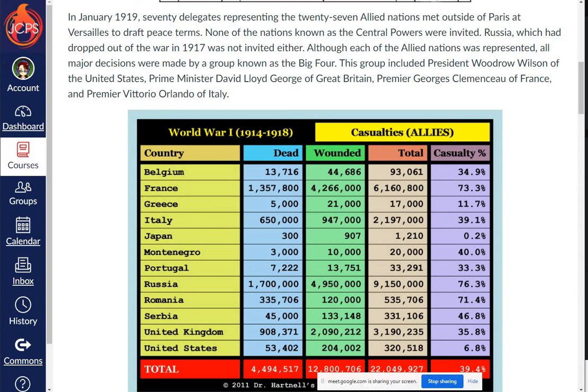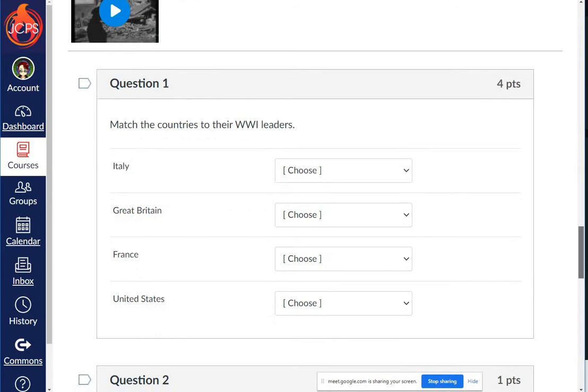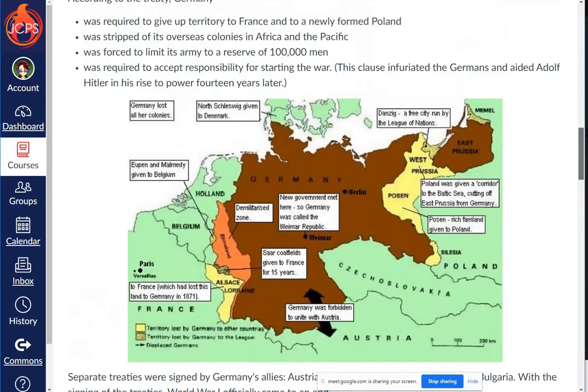All right, so this is the Treaty of Versailles. First question is matching the countries to their World War I leaders.